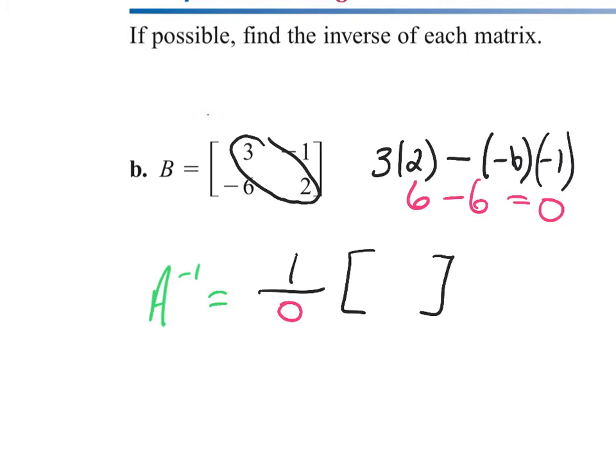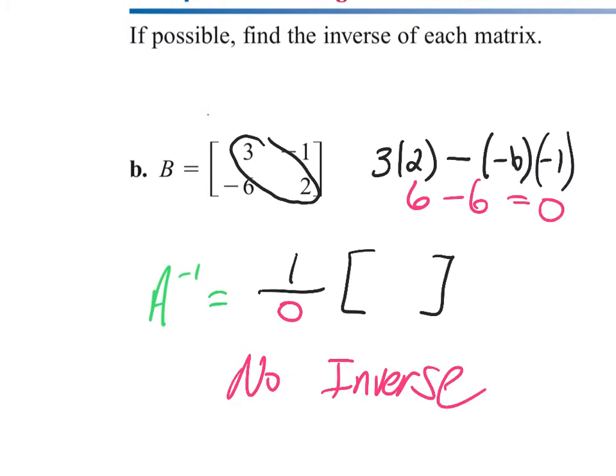Syntax error. There's no inverse. No inverse. You're right. Syntax error. There you go. I spelled inverse wrong. There is no inverse. But just go through the process.